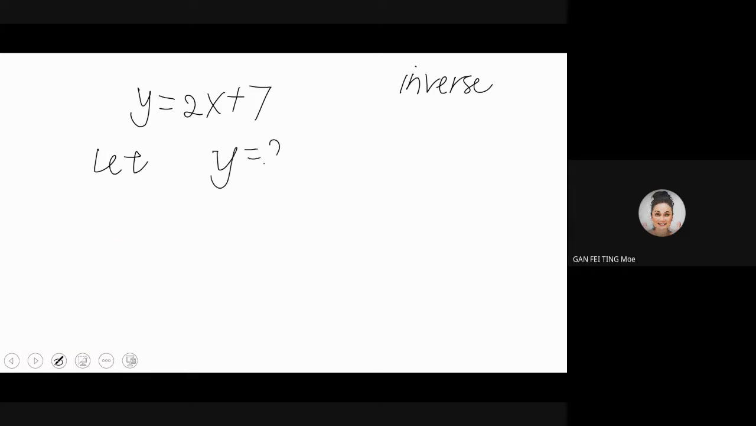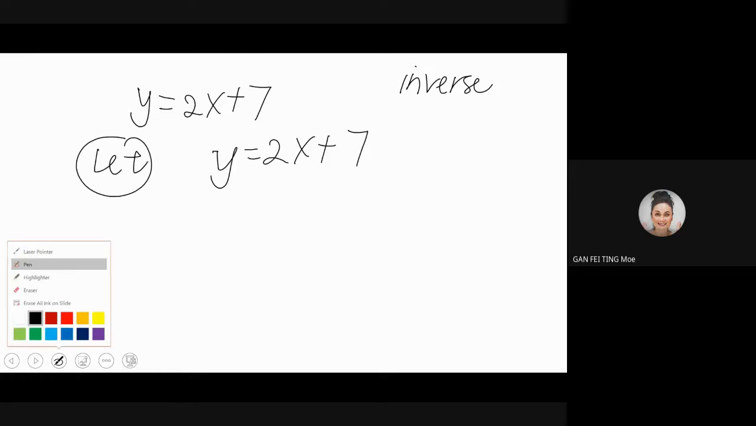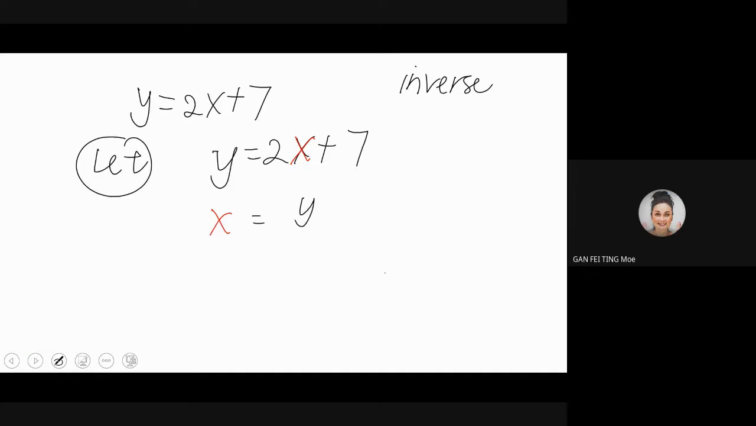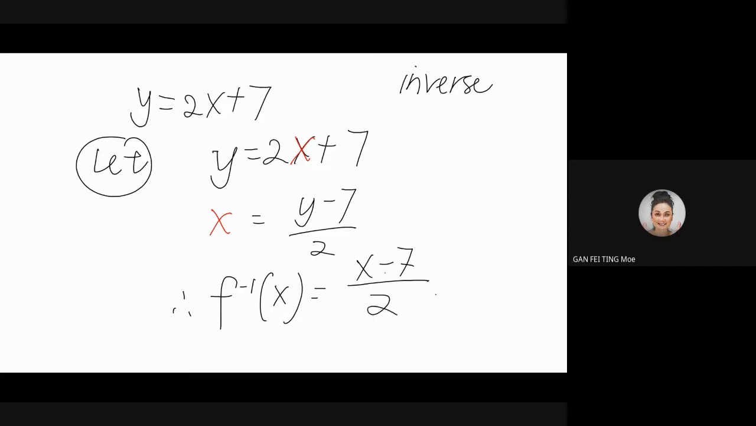Let y become 2x plus 7. Why do you use let? Because you want to make x the subject. So x will be equal to y minus 7 over 2. So therefore, your inverse function of x will be x minus 7 over 2. Am I right? Do you get this? Yes or no? Yes. Okay, now, please take note.